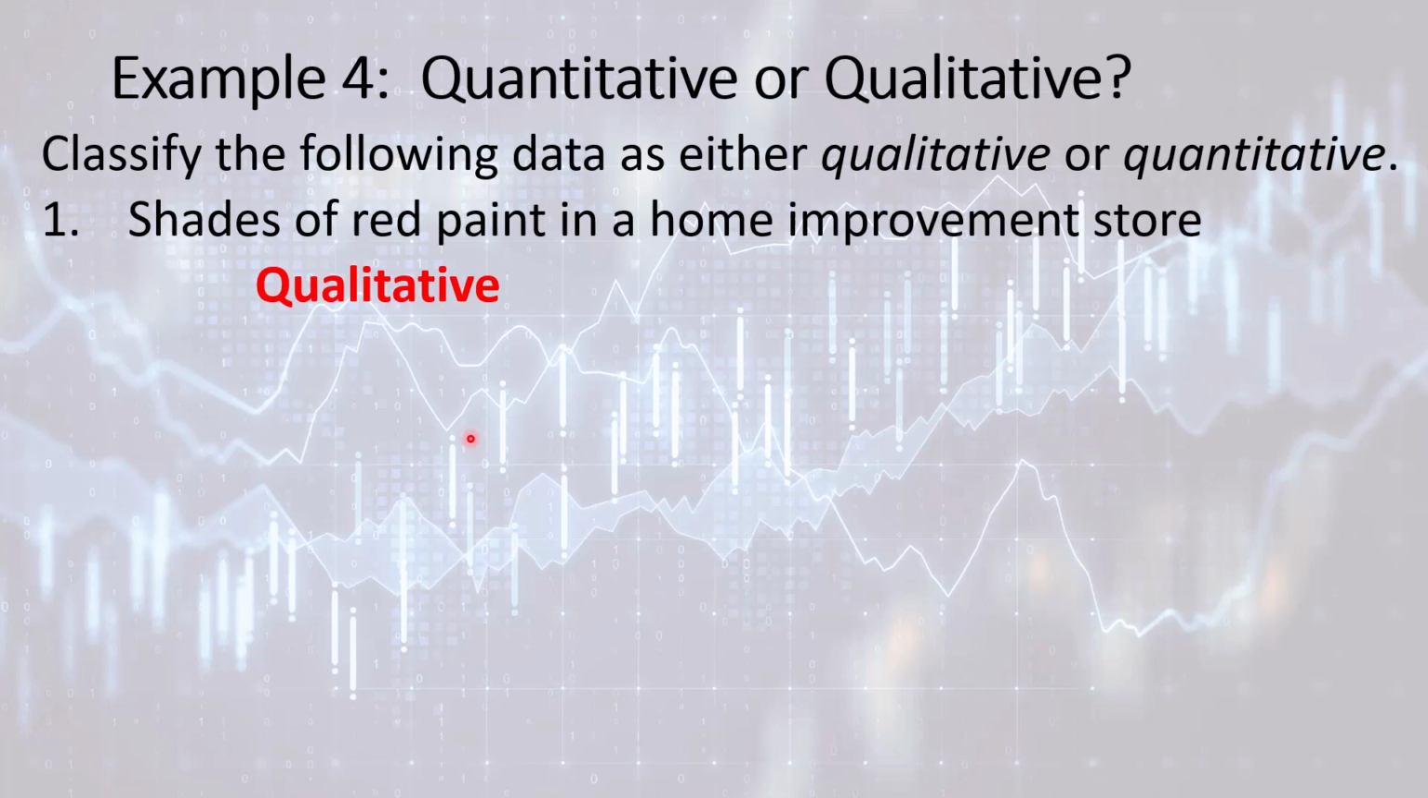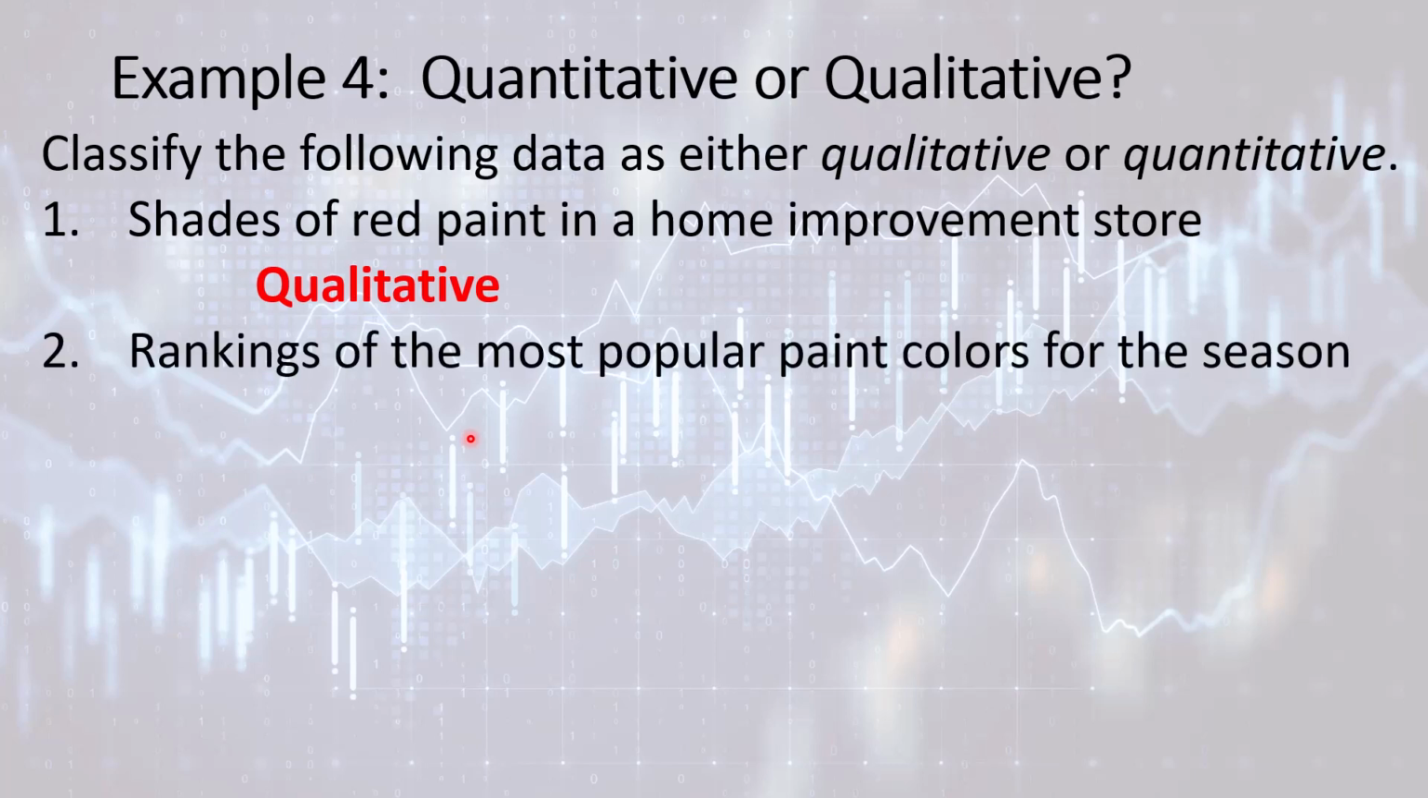That is qualitative. The rankings of the most popular paint colors for the season: first, second, third, fourth, fifth. So once again, those are labels for preferences. That also is qualitative. You'll never guess what the next 2 are.